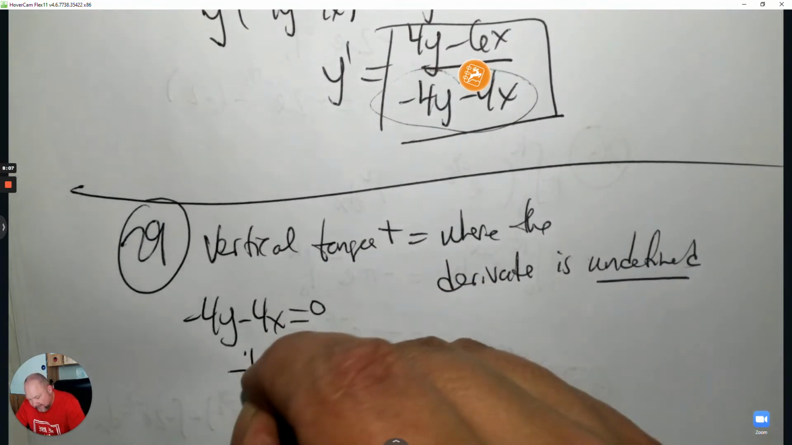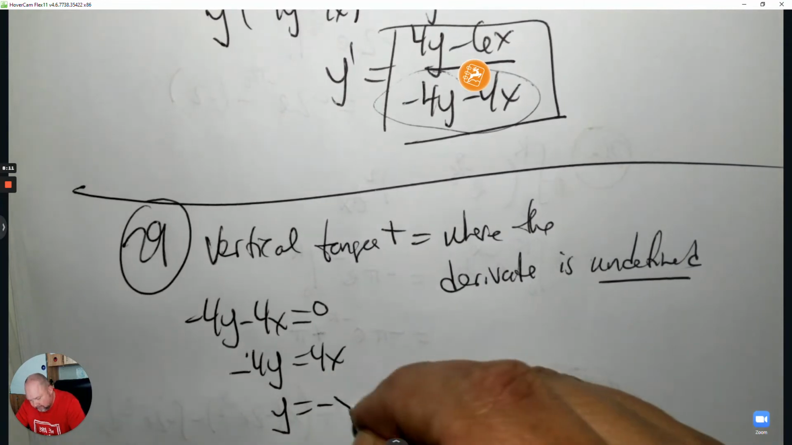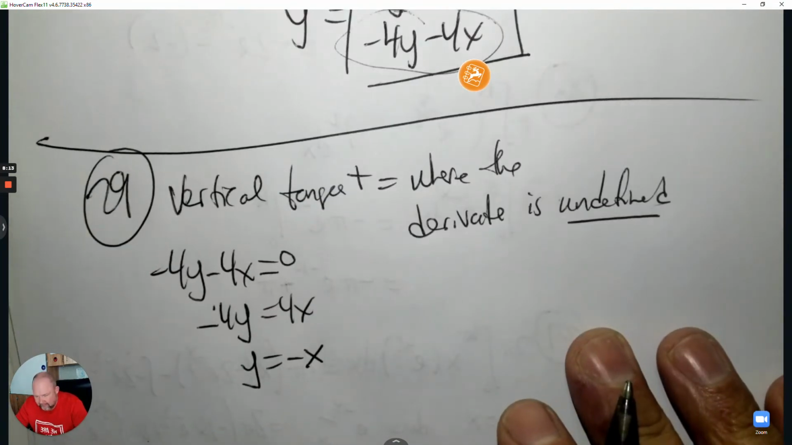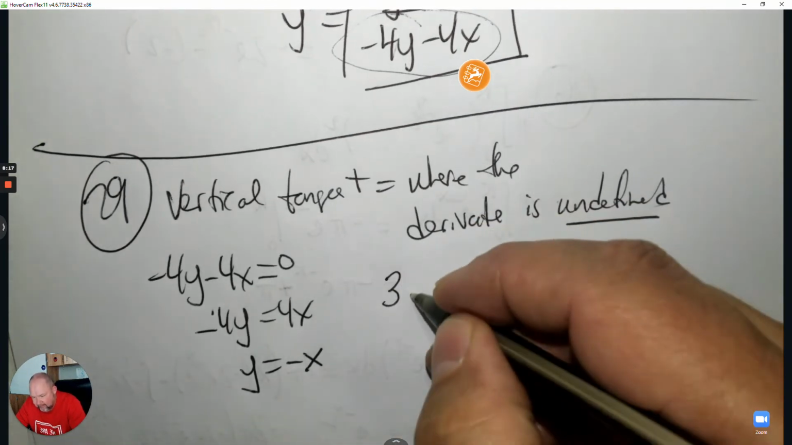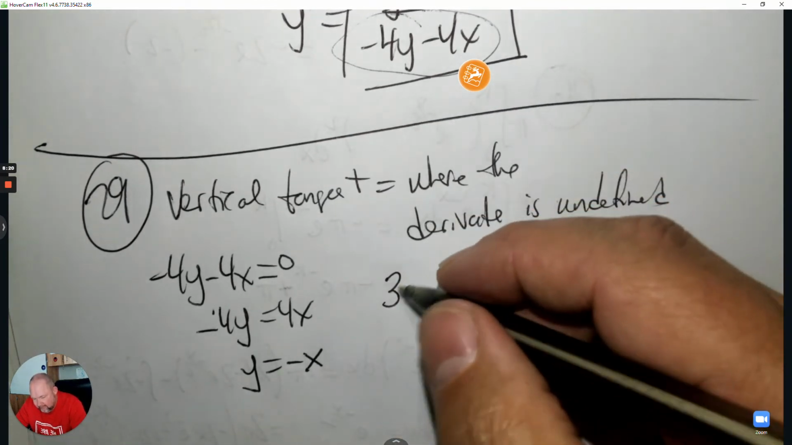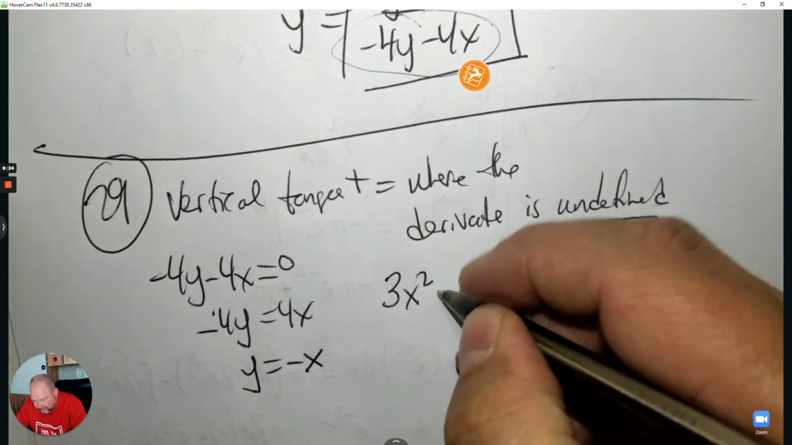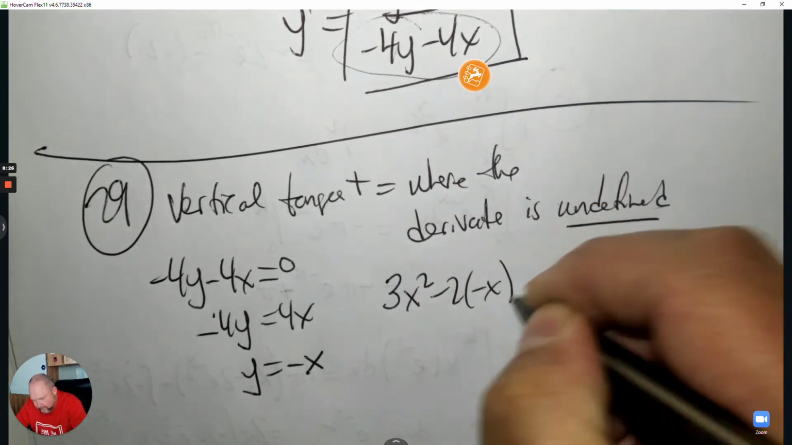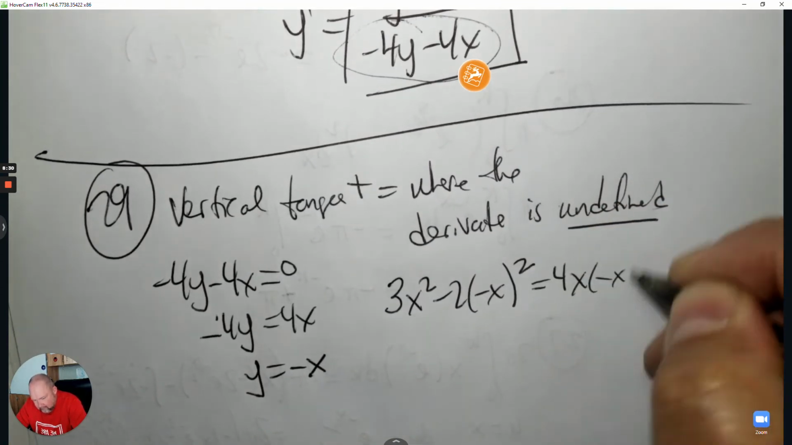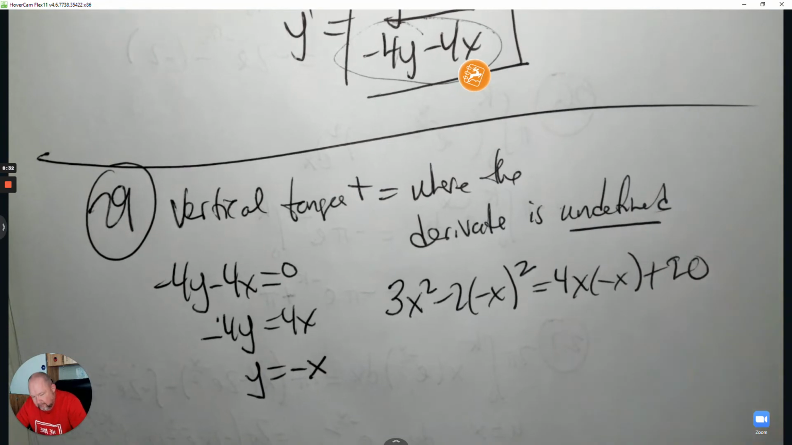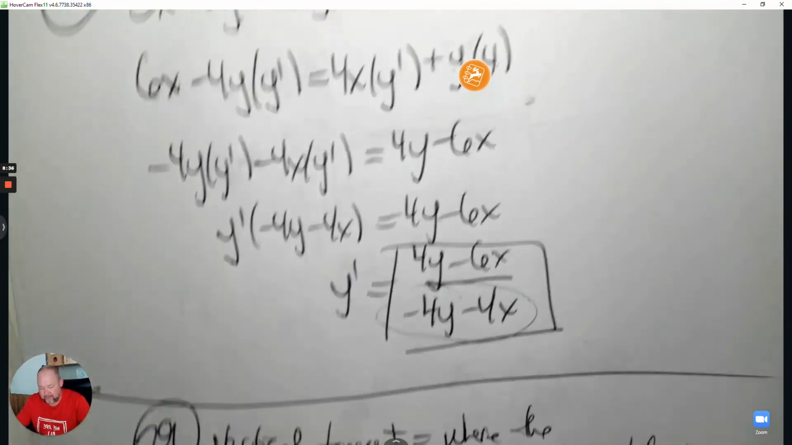So I'm going to add 4x. I'm going to divide by negative 4. So y is equal to negative x. And then I'm going to go back into the original equation. And wherever there's y, I'm going to put in negative x. So I go back into this equation. Wherever there's a y, I put in negative x.